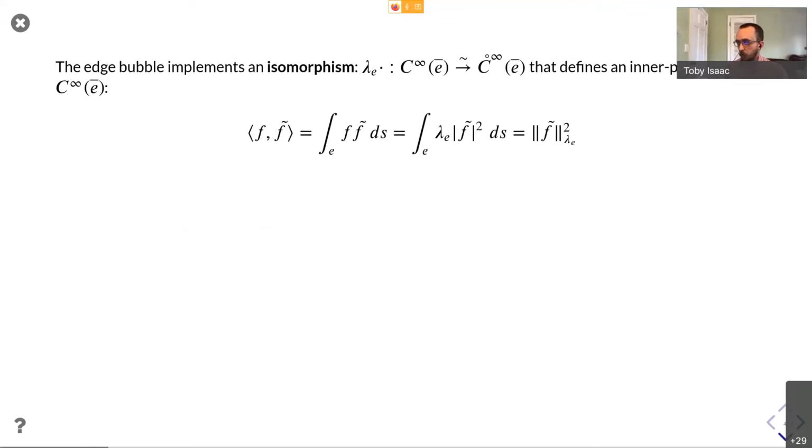And it's not only an isomorphism, it's an isomorphism that's actually defined by an inner product, right? So the inner product of the unrestricted function with the restricted form looks like a weighted inner product defined on the unrestricted function. So that weight function is useful if we're trying to define orthogonal or biorthogonal sequences of functions.